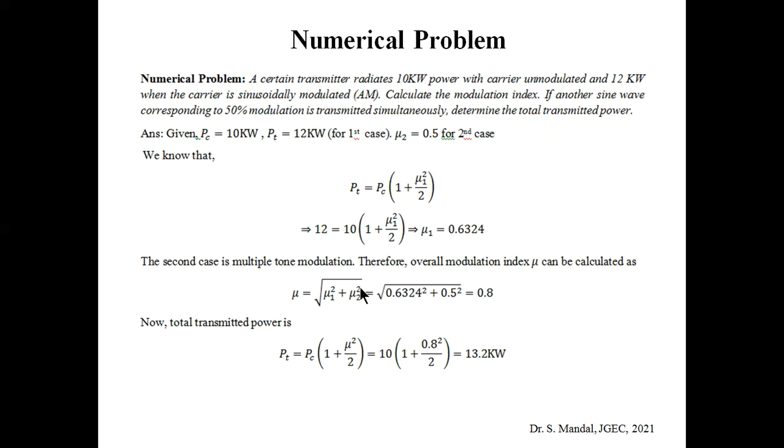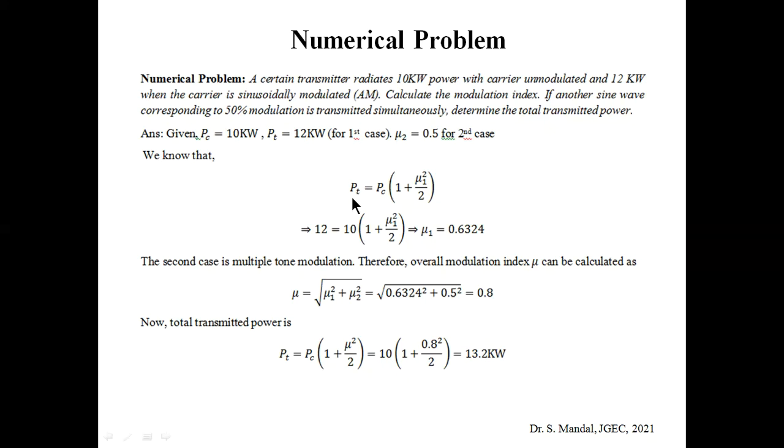So what is given? Here it is written that a certain transmitter radiates 10 kilowatt power with carrier unmodulated. That means this is nothing but the carrier power Pc, and 12 kilowatt power with the carrier sinusoidally modulated. So PT is 12 kilowatt for the first case, and when another sinusoidal signal is modulated, that means in the second scenario mu 2 becomes 0.5. So these data are provided to us.